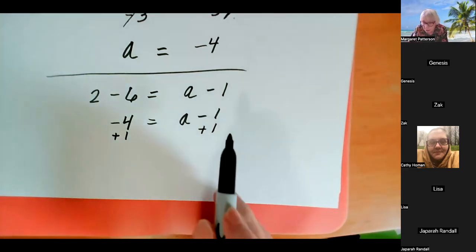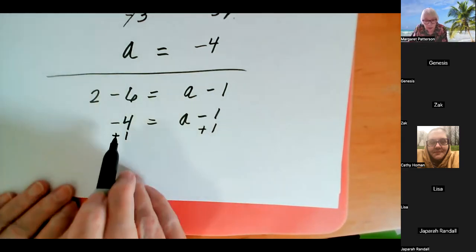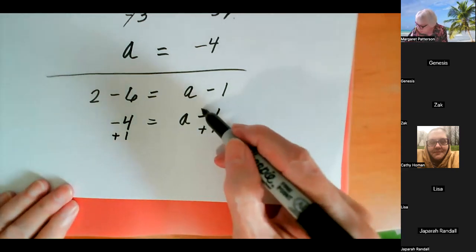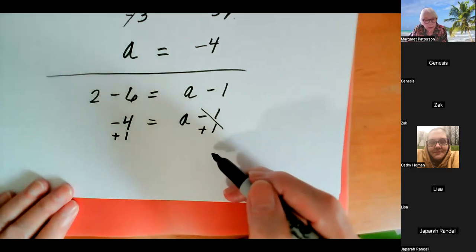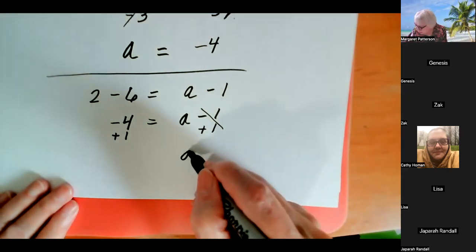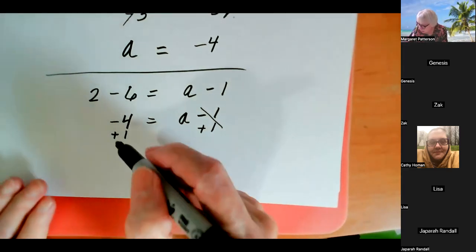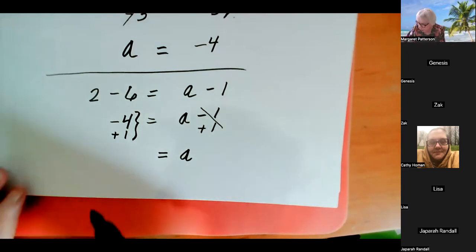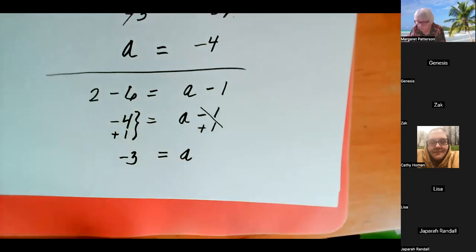Because sometimes you do it right over here and you don't do it right over here. And so put the sign. So the plus and the -1 go, and we're left with letter A, which is what we want. We have to put these two together. So -4 plus 1, how much? -3. -3 it is. Okay.